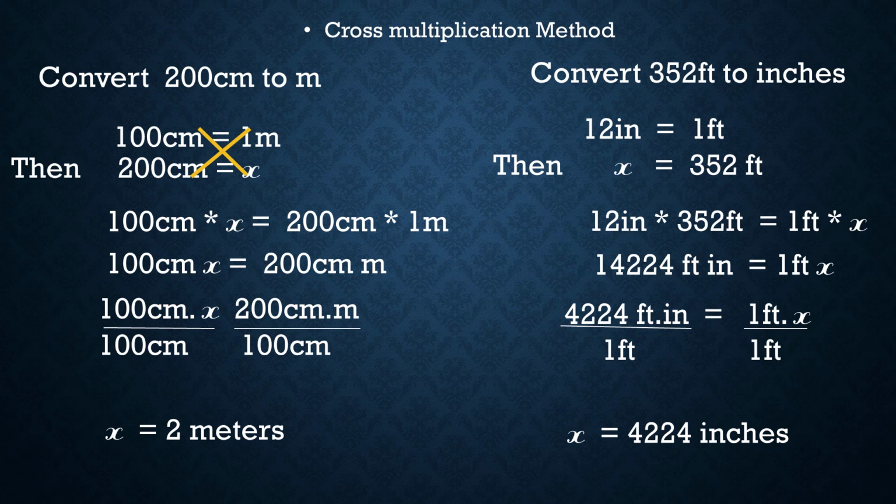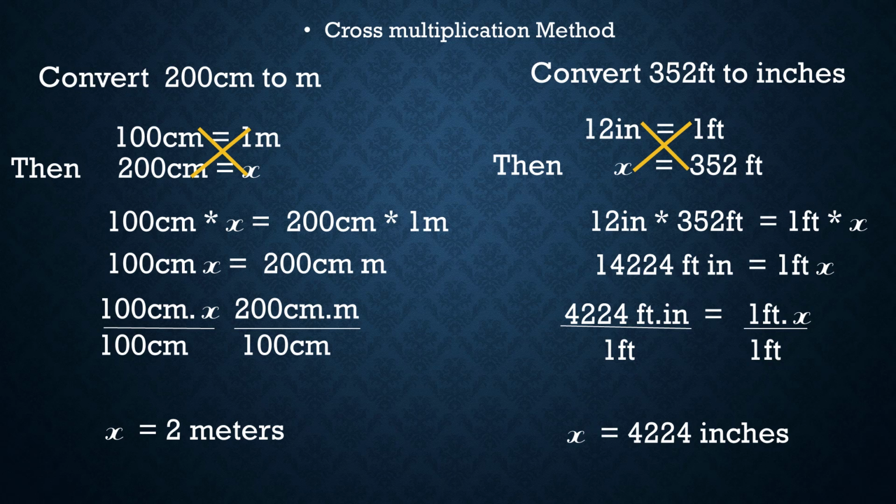Alright, let's take another example. We are converting 352 feet into inches, but we know that 12 inches makes 1 foot. So if 12 inches makes 1 foot, then how many inches would give us 352 feet? Yet again we cross multiply, and when we multiply, we would have 12 inches times 352 feet equals 1 foot times x.